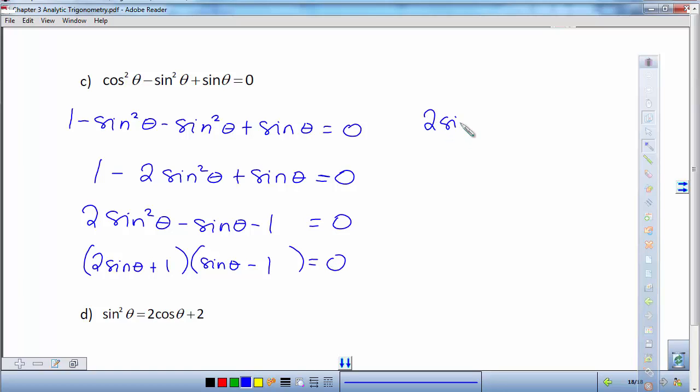2 sine theta plus 1 equals 0. I get sine theta equals -1/2. So theta must be what? The reference is pi over 6. We're going to be down in quadrants 3 and 4. So we get what? 7 pi over 6. Very good. And 11 pi over 6.